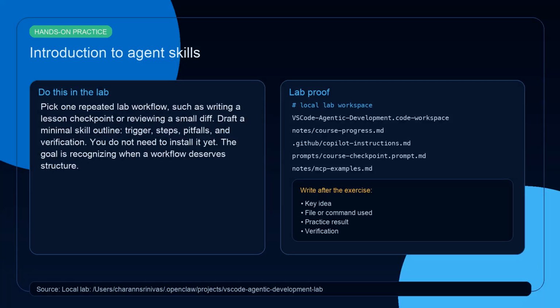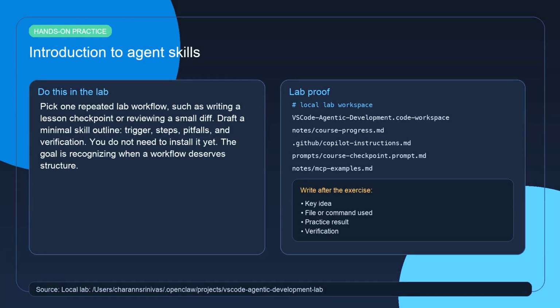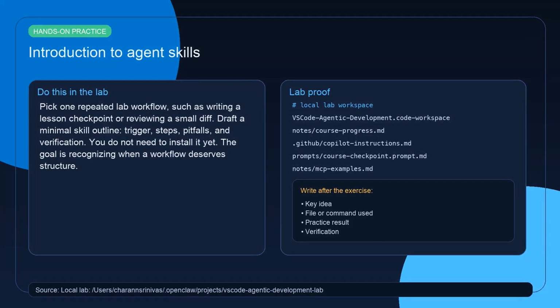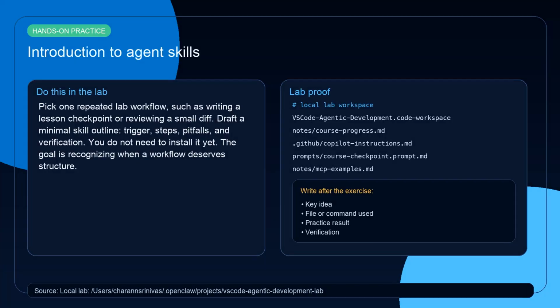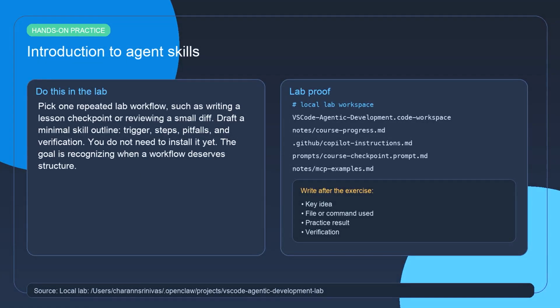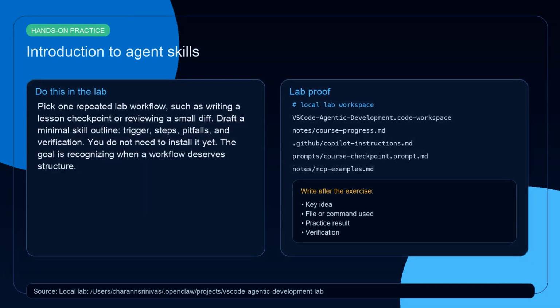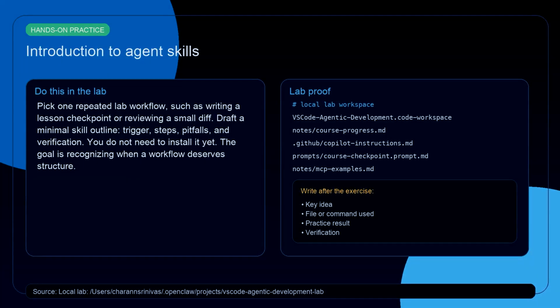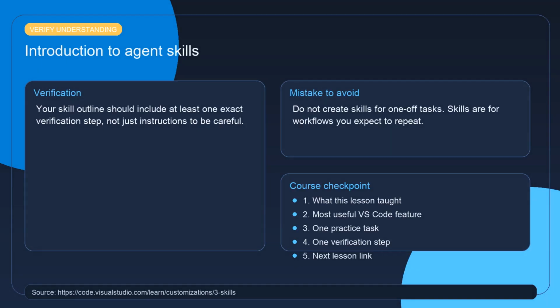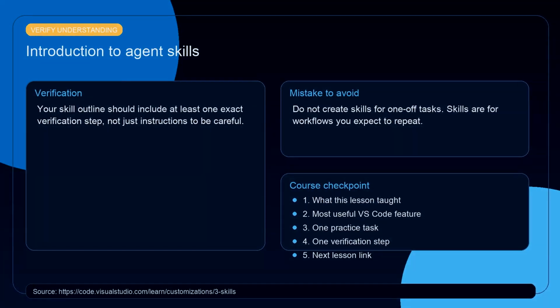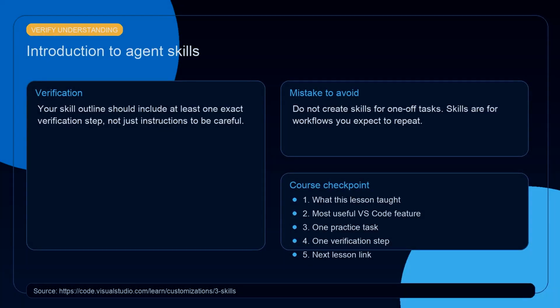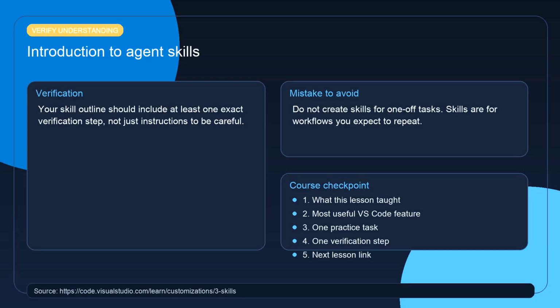Now make it practical. Pick one repeated lab workflow, such as writing a lesson checkpoint or reviewing a small diff. Draft a minimal skill outline, trigger, steps, pitfalls, and verification. You do not need to install it yet. The goal is recognizing when a workflow deserves structure. Your verification step is this. Your skill outline should include at least one exact verification step, not just instructions to be careful.